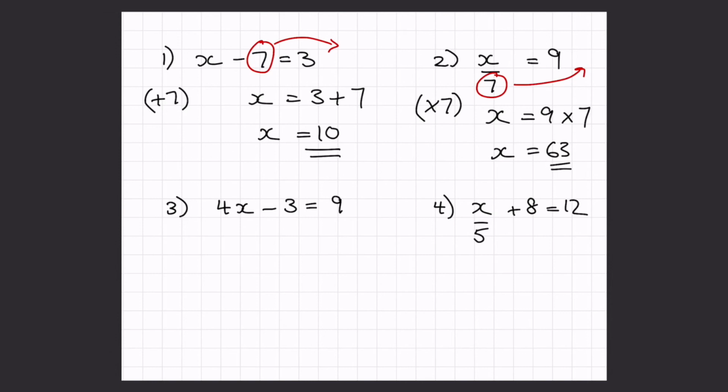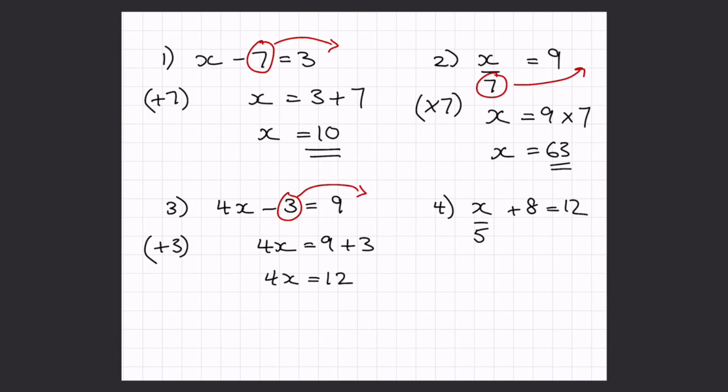Question number 3. We've got 4x subtract 3 is equal to 9. So the first thing I want to do is get my 4x on its own. So the 3 needs to go from the left-hand side over to the right-hand side of the equation. Because it's minus 3, I have to add 3. So if I add 3 to both sides, I end up with 4x is equal to 9, add 3. So 4x is equal to 12.